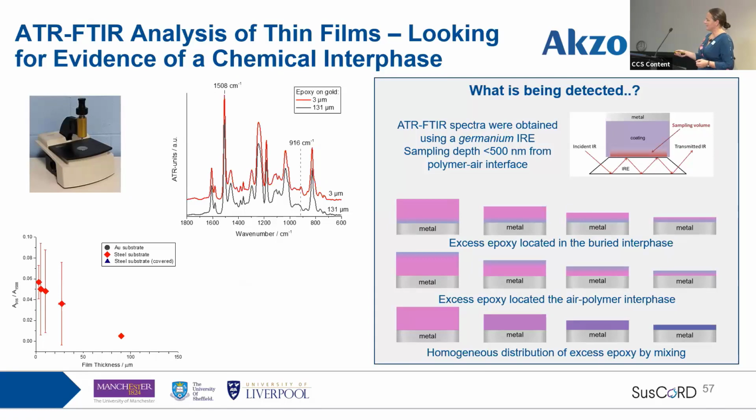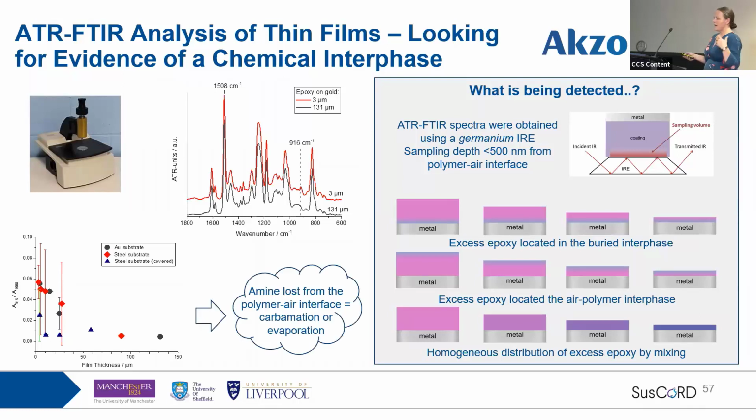But this was for films up to 100 microns thick. However, when we looked at gold, we found that we got almost exactly the same effect. And finally, when I put some parafilm on top of these thin films during the cure, a lot of that effect disappeared. So what that tells us is that amine is being lost from the air polymer interface.